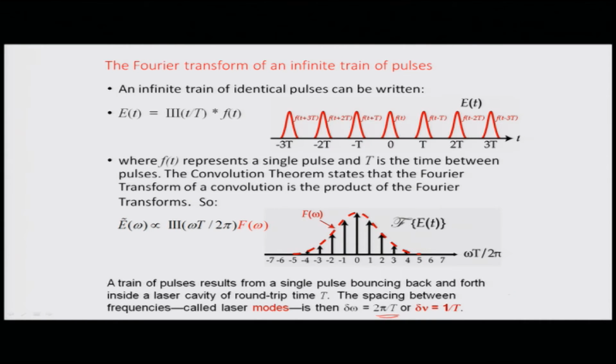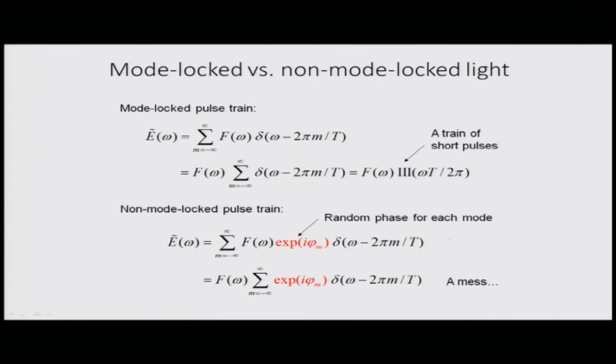So, that is why the delta nu, which is the separation between these modes, is this. That is generally the situation, that we have these round trip times within which the pulse, the light, is rattling around within the amplifying cavity, and that is what we are measuring when we look at the pulses which are coming out.